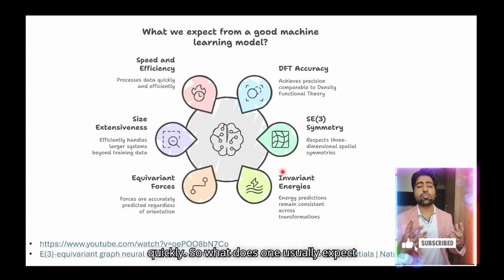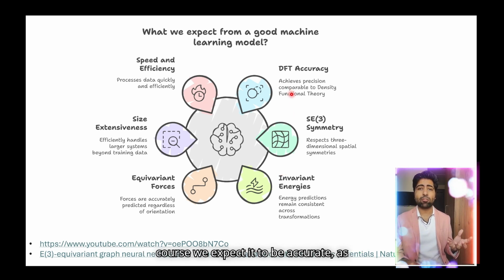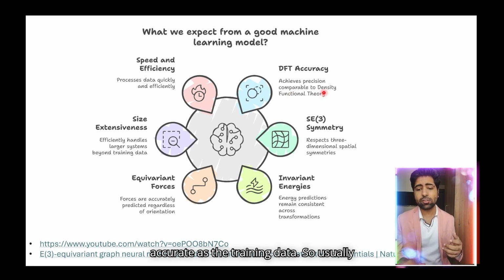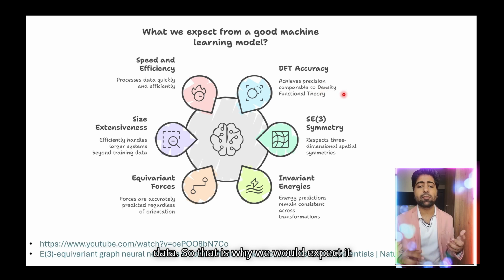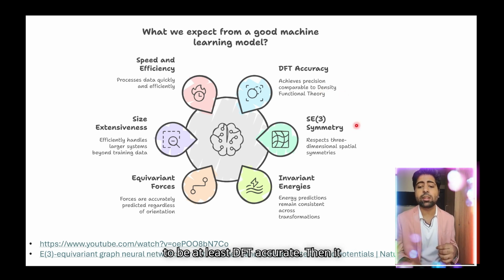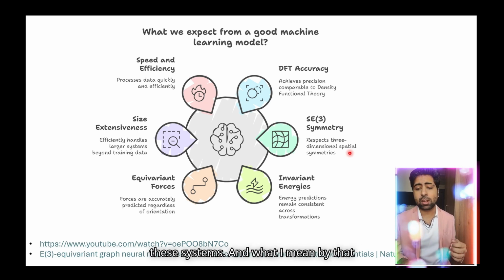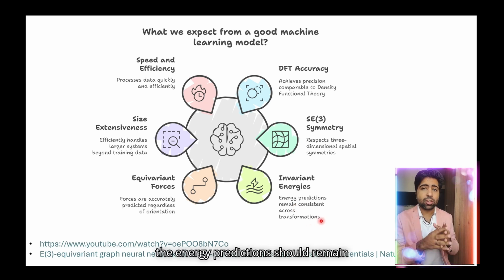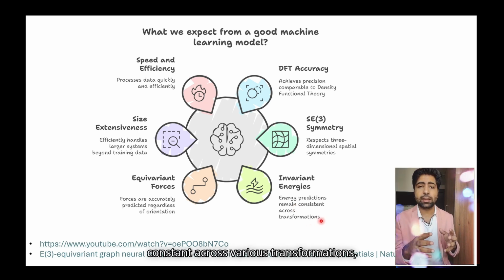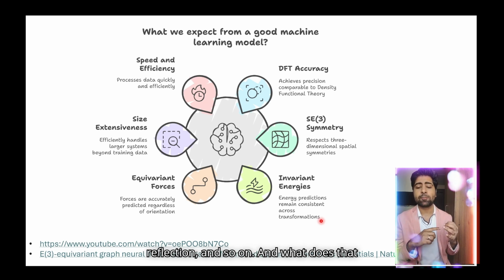So what does one usually expect from a good machine learning model? Of course, we expect it to be as accurate as the training data. Usually we train our models on DFT data, so we would expect it to be at least DFT accurate. Then it should also respect the 3D symmetries of these systems. For example, the energy predictions should remain constant across various transformations such as translation, rotation, reflection, and so on.